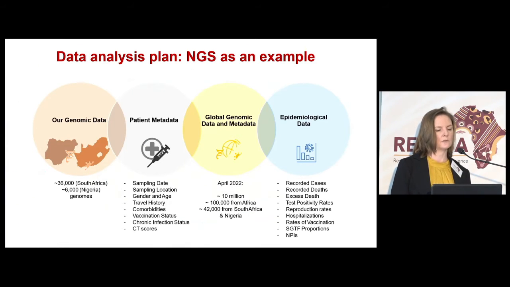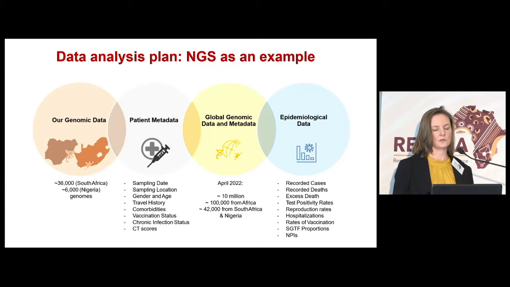So, just giving an example of how the next generation sequencing analysis would work, so far we have about 42,000 SARS-CoV-2 genomes, and that's in GISAID, so it's already publicly available. That is then combined with some metadata from the patient, which includes things like the sampling date, location, perhaps gender and age, travel history, comorbidities, vaccination status, chronic infection status, and CT score. So it's never a name and never an ID number, so we can't link it to an individual.